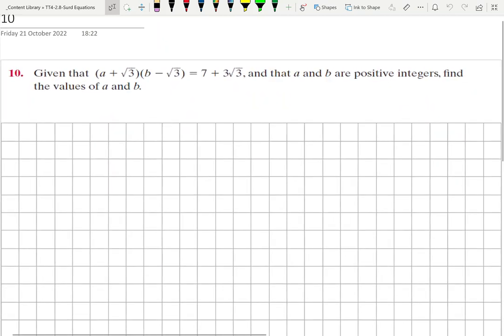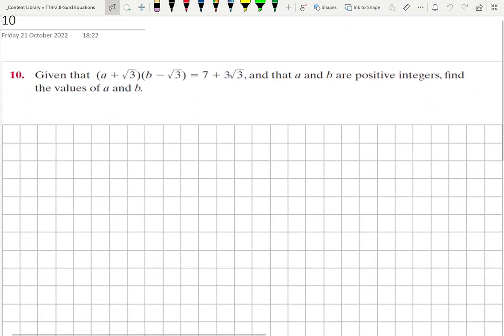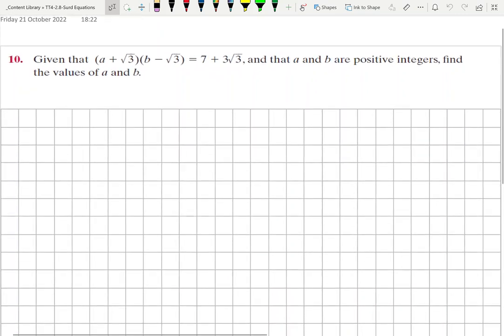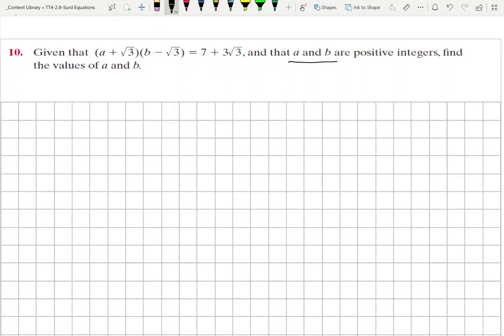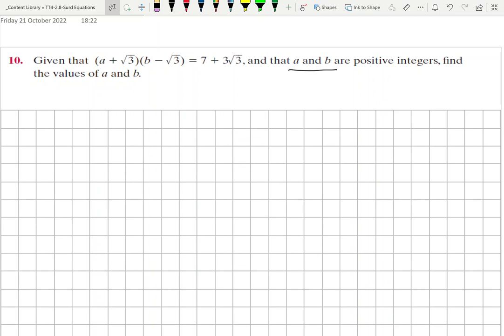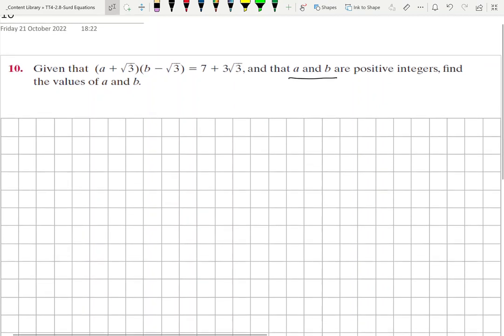An example of that. A and B are positive integers. Find the values of A and B. Now they're positive integers, so you could just go fishing. And they're not equal to each other, because if they were, there'd be no square roots here. But I'm not going to fish. I'm going to work it out.